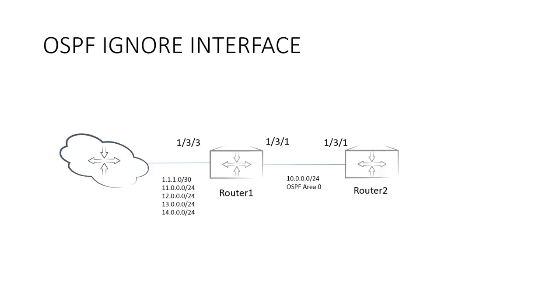So let's say in this particular circumstance, I have this interface 1/3/3 on this router with multiple subnets on 11, 12, 13, 14, all /24s, and then I have a 1.1.1.1/30, which is maybe my point-to-point network, right? And so I don't want to advertise this into OSPF or inject it into the rest of the OSPF domain, but the rest of them I do. So how do we do that?